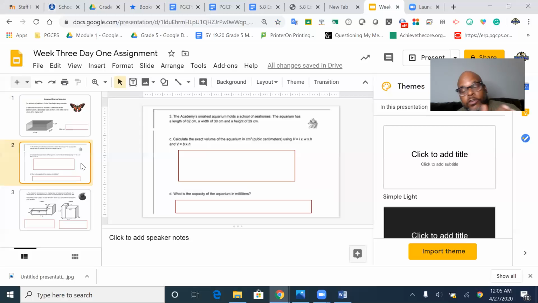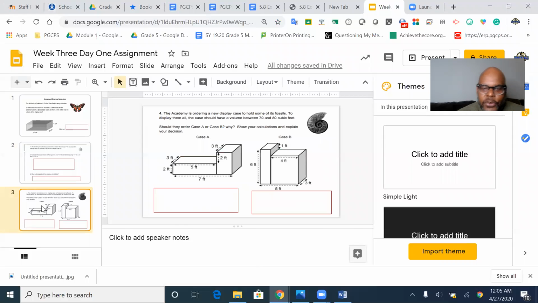The second page, you don't have a question number 2. It goes to question number 3. It tells you the length of the aquarium and wants you to find the volume in cubic centimeters. It gives you the formula. Then it wants you to know the capacity. Remember, capacity equals volume. And then you have these two, which you're going to decompose. And then you're going to answer the question. The question is, should they order case A or case B? And you got to tell why.